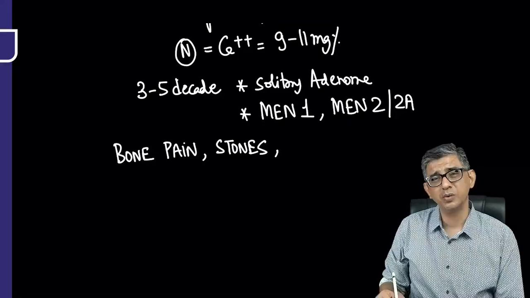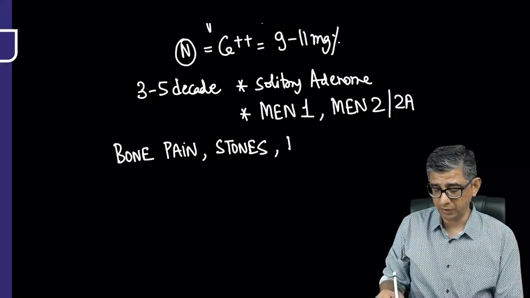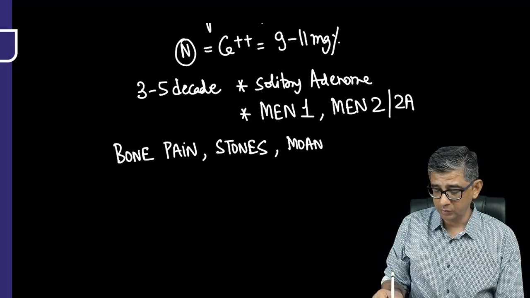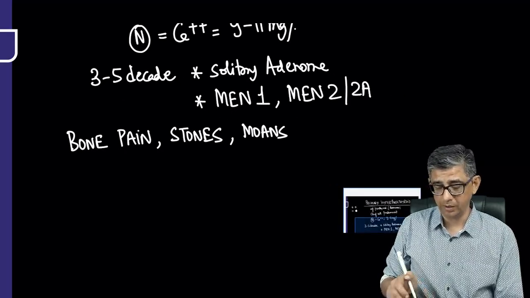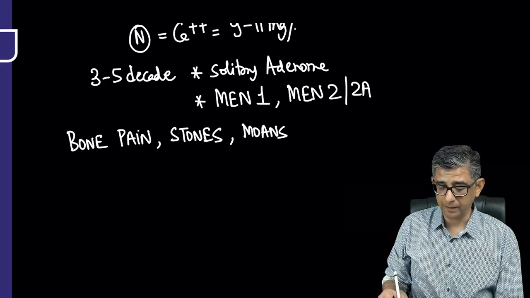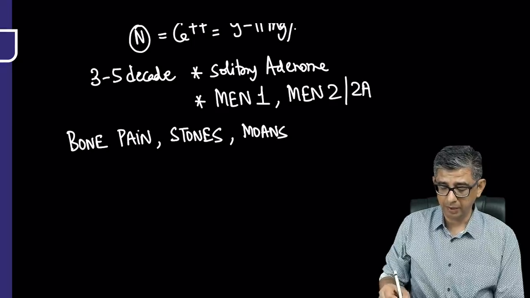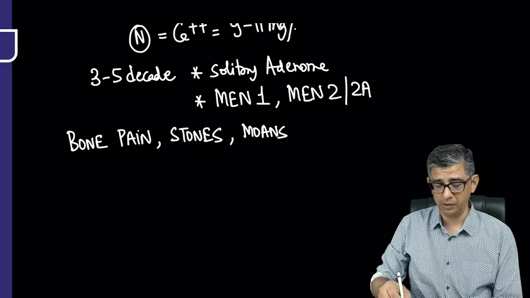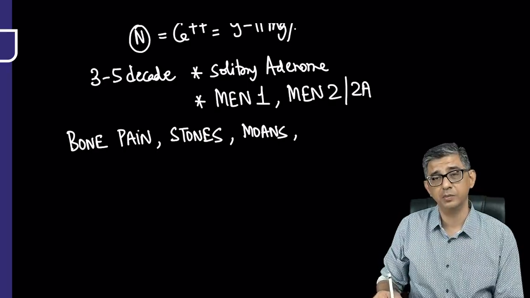Plus, these patients would also get psychiatric manifestations. So we read about moaning and groaning. These moans that I have written at the moment are mainly psychic in origin. So we would be talking about manifestations like depression developing in these patients or frank psychosis developing in these patients.